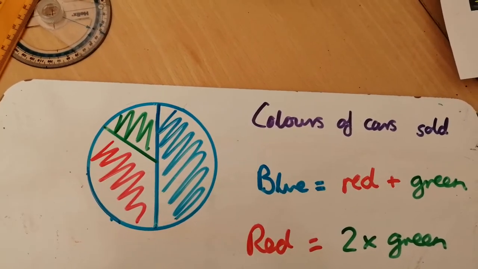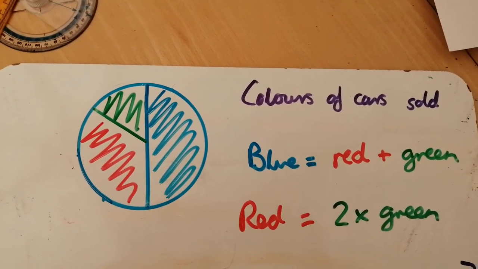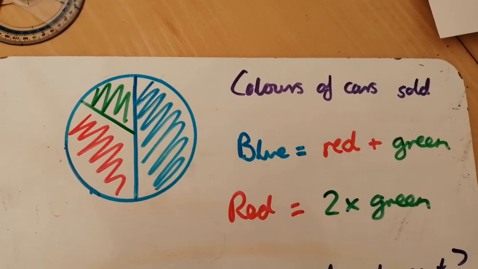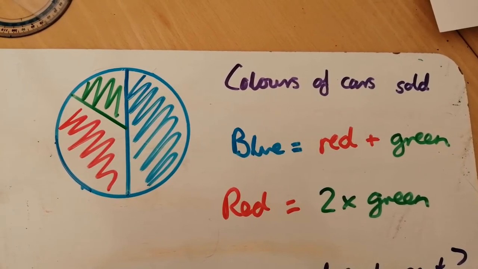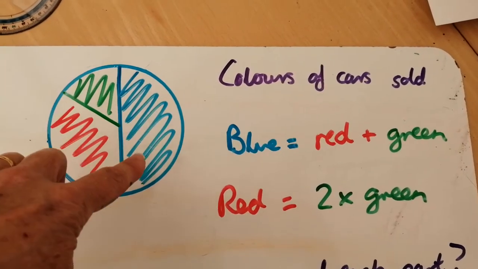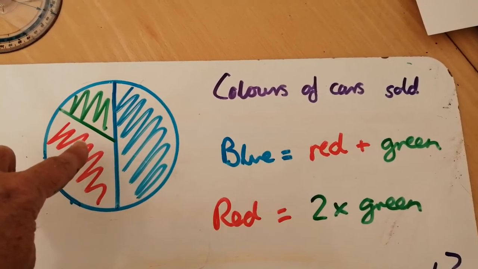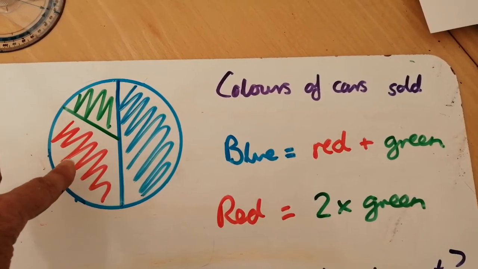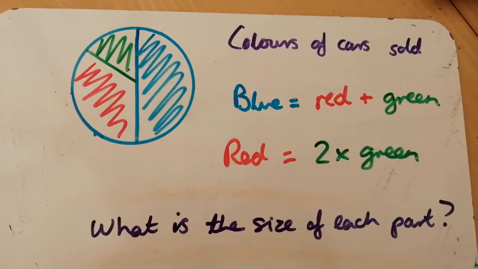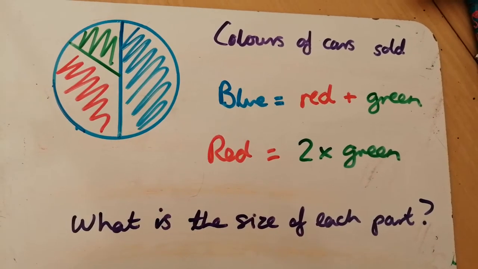Okay, this is the final problem for today. This is a pie chart, which I interestingly found out was actually invented by Florence Nightingale to show about illnesses in the Crimean War, but that's an extra fact. Anyway, this pie chart shows the colours of cars that have been sold by a car dealership. And you're told that the amount of blue cars sold is equal to the amount of red plus green added together, and that the amount of red cars is twice as many as the amount of green. So your question is to work out the size, the number of degrees for each of those sections.